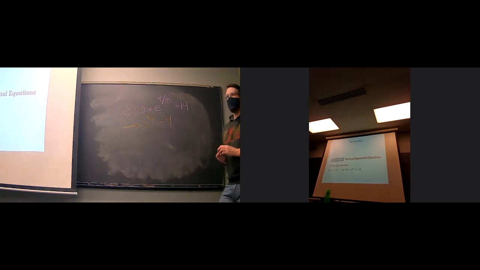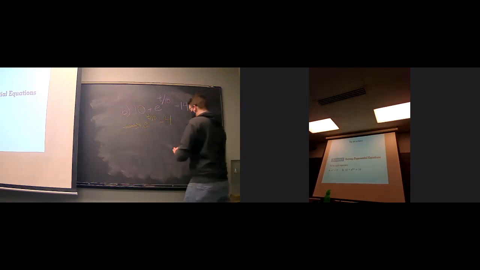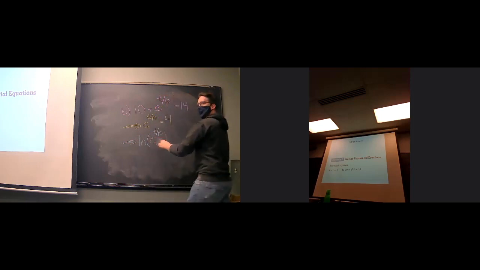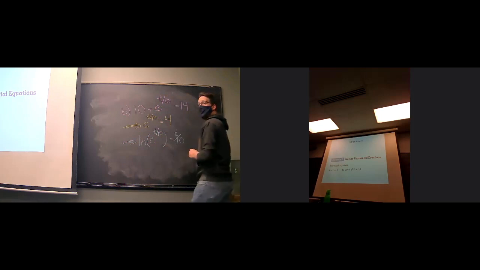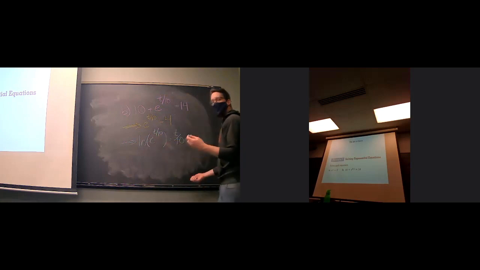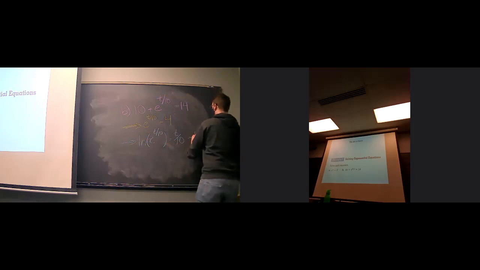Now we want to undo this exponential. So why don't we apply the ln to both sides? Doing that, I'm going to get the ln of e to the t over 10. Well, this thing, it's going to evaluate out to be t over 10, right? So let's go ahead and write that. Now we have to take the ln of the other side, right? Because what we do to one side, we have to do to the other side. We're trying to balance these. So that means t over 10 is equal to the ln of 4.